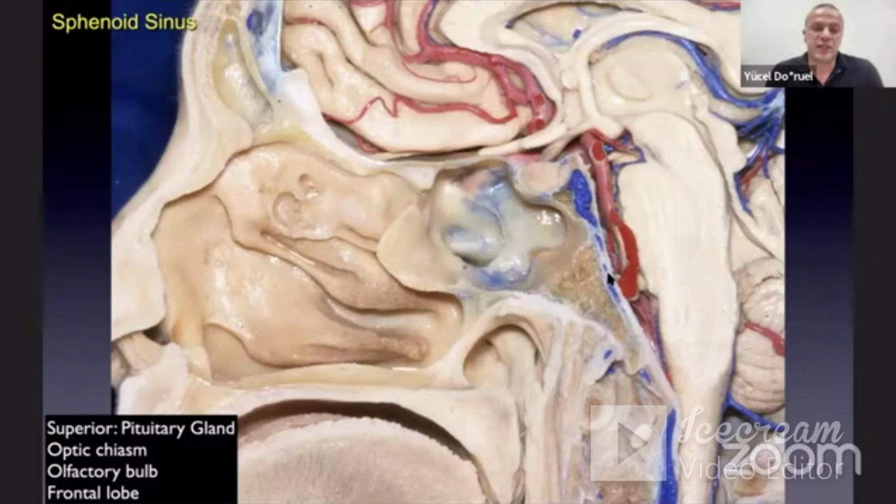The sphenoid sinus is located in the sphenoid bone. Superiorly, there is the pituitary gland and optic chiasm, and the olfactory bulb and the frontal lobe.